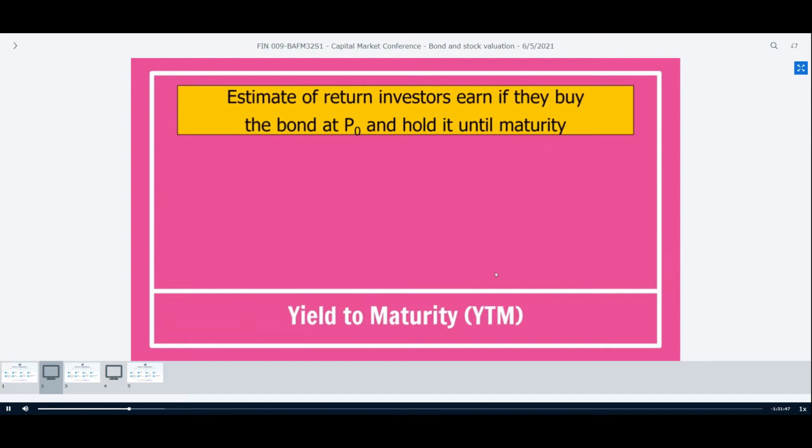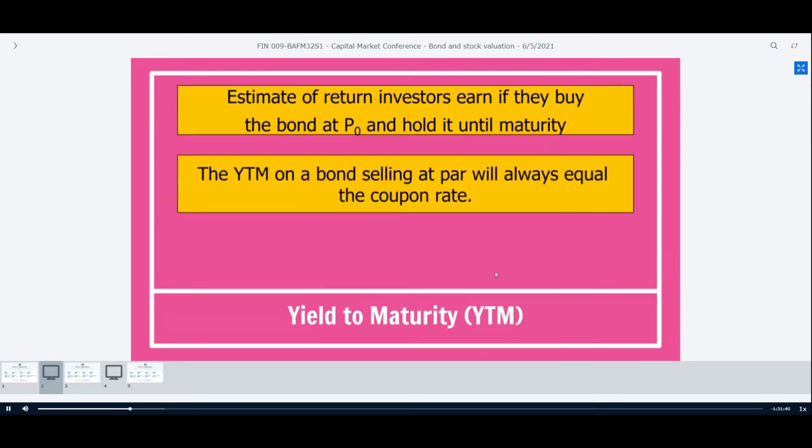Okay. Now, when we say yield to maturity, it's just the same. No, so we're also still talking about bonds, but in this case, the intention is to hold it until it matures. No, so say for example, we have a bond that will mature in 10 years. So basically, your YTM, or the yield to maturity, is the interest up to maturity. So this is the estimate of return that investors earn if they buy the bond at P0. P0 means the current price, and hold it until maturity.